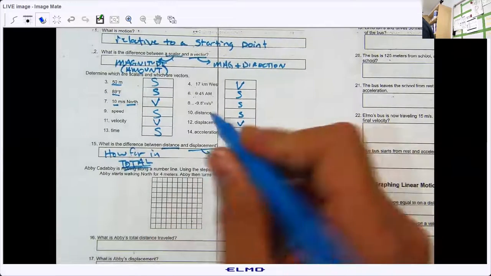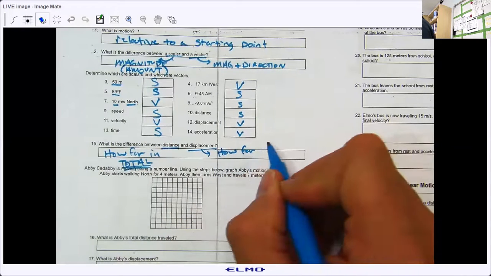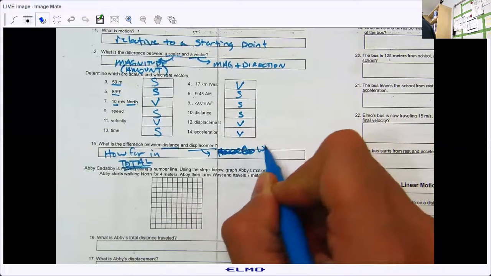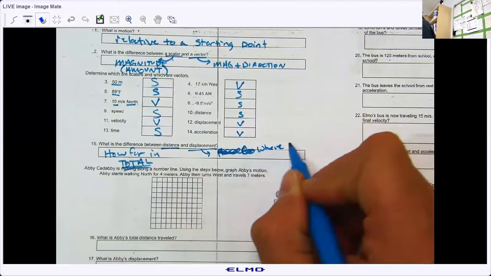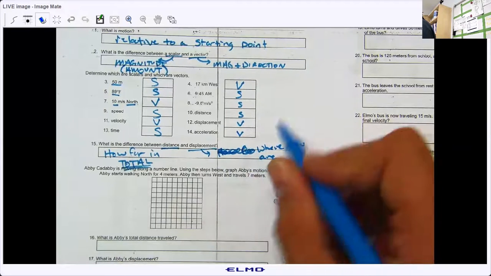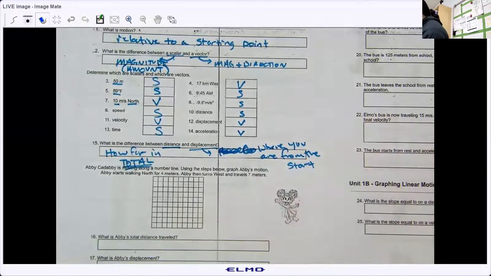Displacement, we can just simply state it as how far, or we can put it this way. Where you are from the start. And we can say where an object is from the start. So where you are from the start, that includes the distance and the direction, because remember, displacement is a vector.